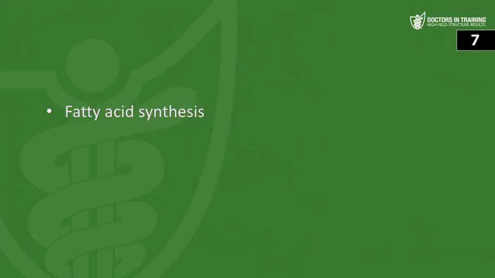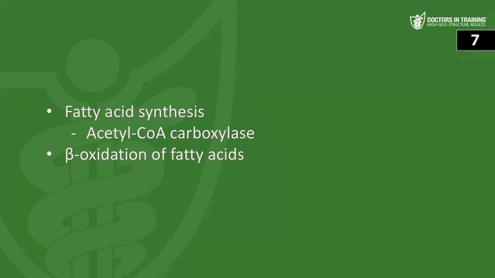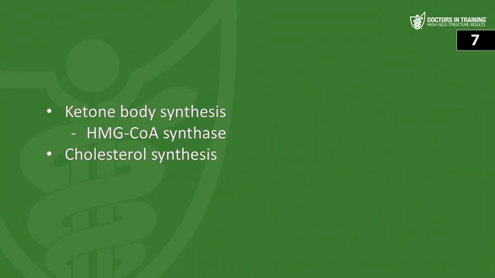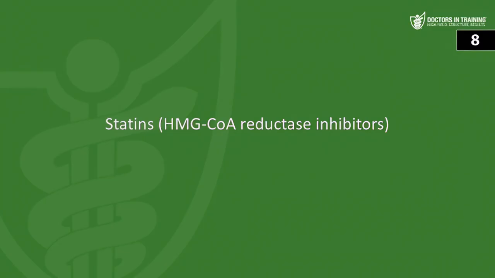Next, what is the rate-limiting enzyme for each of the following metabolic pathways? Another tough one here. So fatty acid synthesis. Remember, the enzyme is going to be acetyl-CoA carboxylase. Next, we have beta oxidation of fatty acids. That's going to be carnitine acyltransferase 1. Ketone body synthesis, this is just so you don't forget this, is HMG-CoA synthase. And then for cholesterol synthesis, remember it's HMG-CoA reductase. Next question. Which group of medications inhibits the rate-limiting enzyme of cholesterol synthesis? So remember, it's going to be the statins. Those are going to be the HMG-CoA reductase inhibitors.